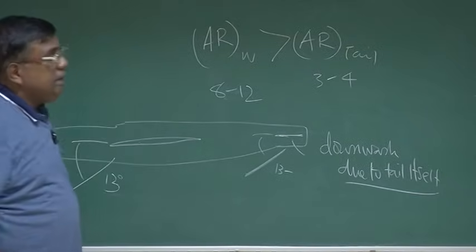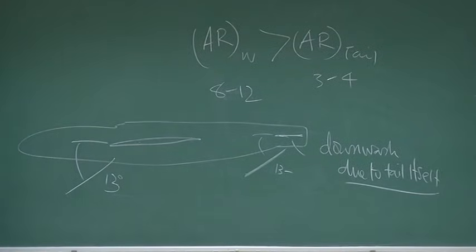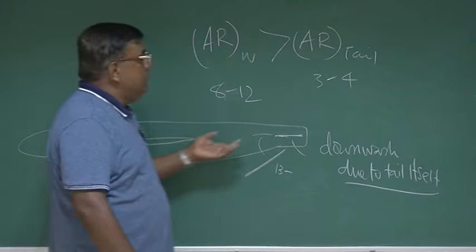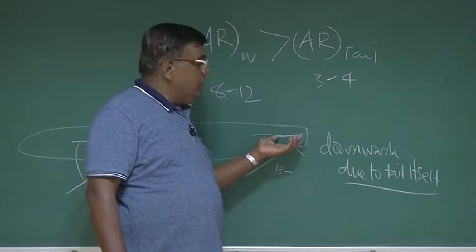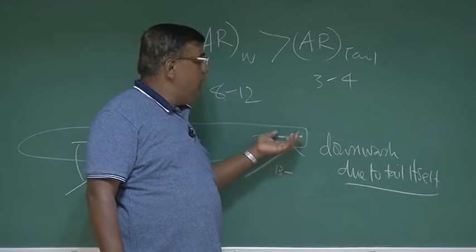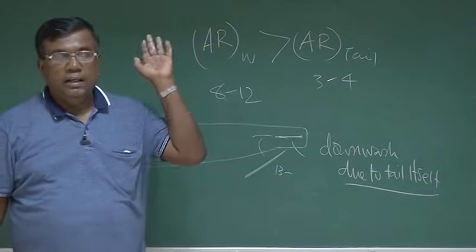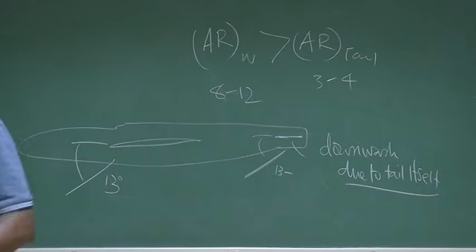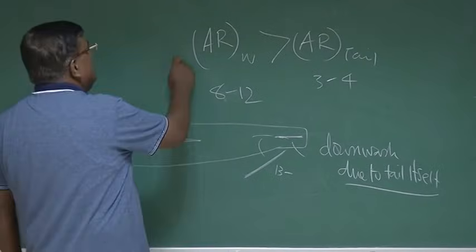So that is why we always keep the aspect ratio of the tail lesser than the aspect ratio of the wing, so that even if the wing stalls, my tail will not stall, and will help me out by giving a moment, and I come down, and I'll be very happy coming out of stall. So this is also one of the observations you must have.